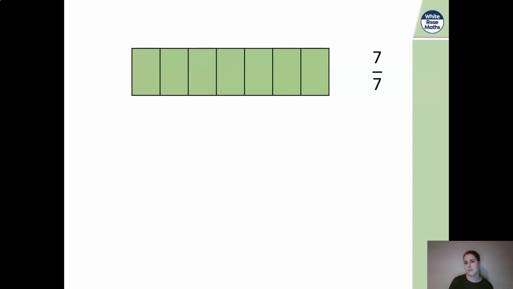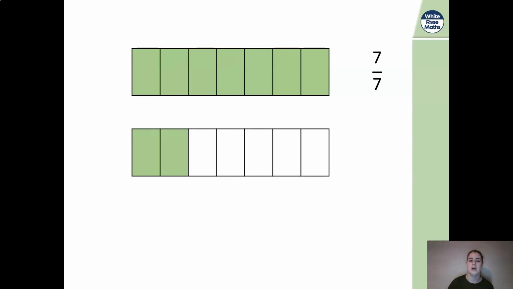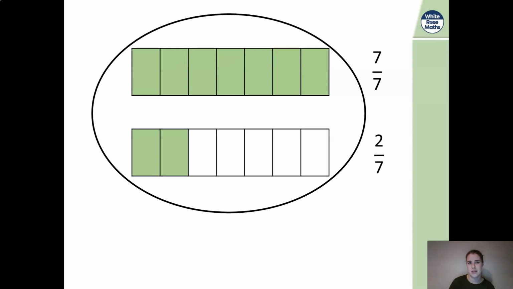So here we have 7 over 7. And here we have only 2 sevenths. Okay, so altogether, if we added up the amount of sevenths that we had, we've got 14 in total. Okay, so we've got 14 altogether, but only 9 of them out of the 7 are shaded. So that tells us that there are 9 sevenths altogether. And you'd write that as a fraction as 9 over 7.